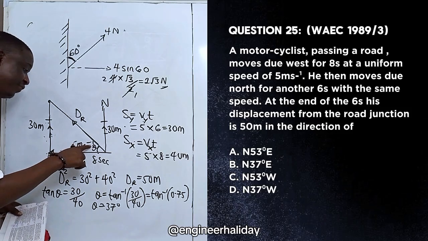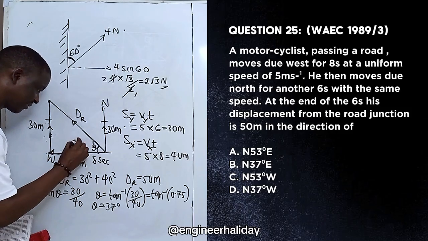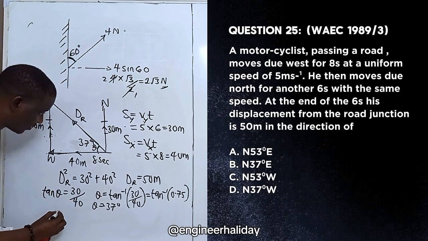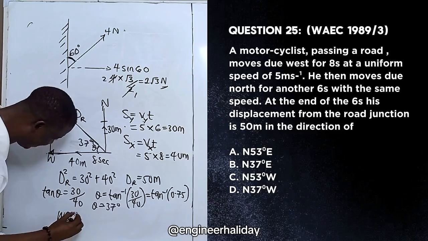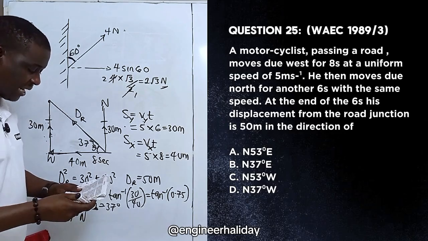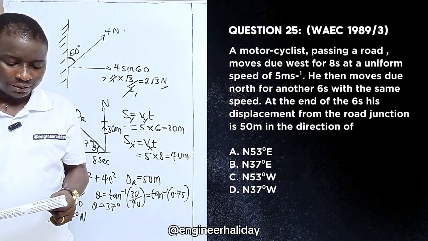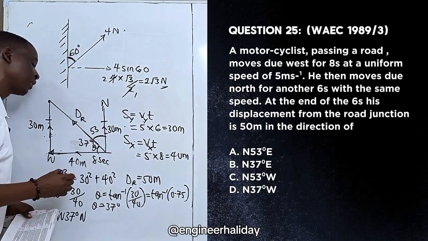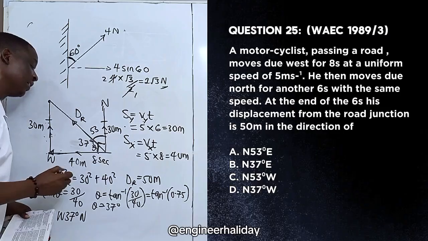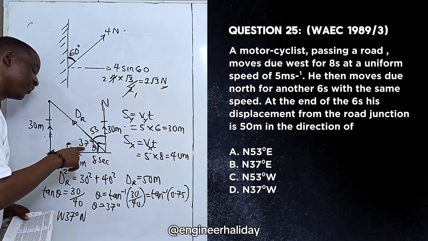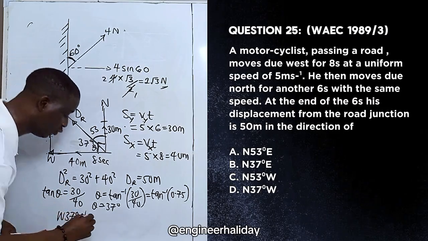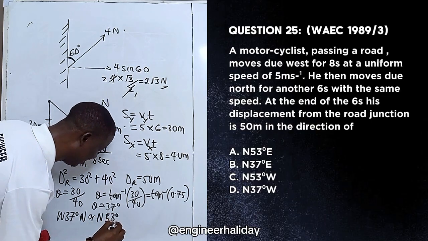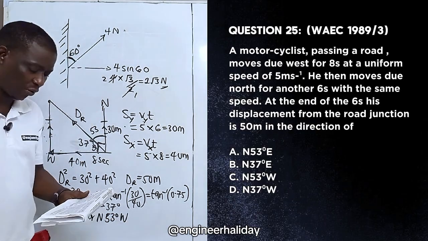So this one is 37 degrees. Now you can write the direction as west 37 degrees north. So let's check the options. You can also balance this side. What do you mean, this side? 53. Everything is 90, so 90 minus 37 will give us 53. So you can use it as north 53 degrees west. So we can use that one also.